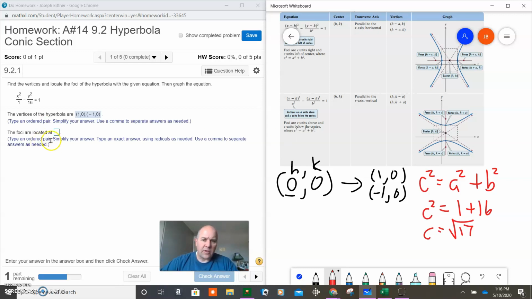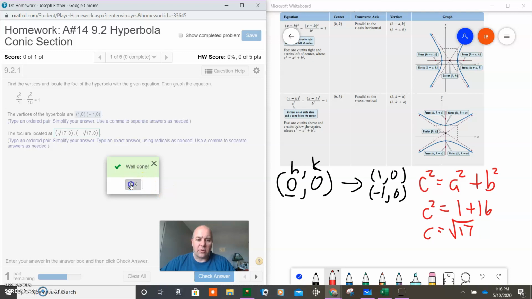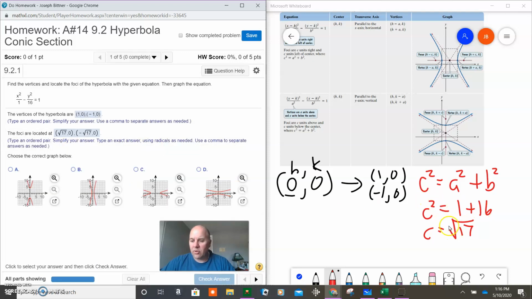The foci, what they're asking is where are they located? They're located at (square root of 17, 0), and then a comma in between them, (negative square root of 17, 0). And then there's my solution. Do take notice that whenever you take the square root, you should write it as plus or minus. It kind of helps in the process.